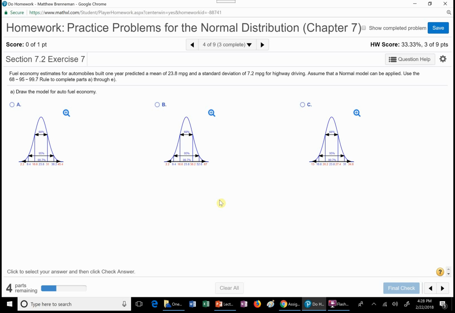So fuel economy estimates for automobiles built one year predicted a mean of 23.8 and a standard deviation of 7.2 miles per gallon. Assume a normal model can be applied. By the way, what does model mean, normal model? We're going to see that term a lot. Does anybody know what that means or want to take a guess?